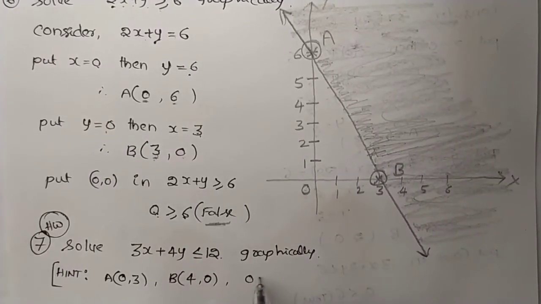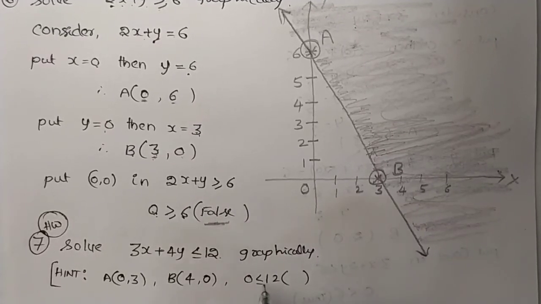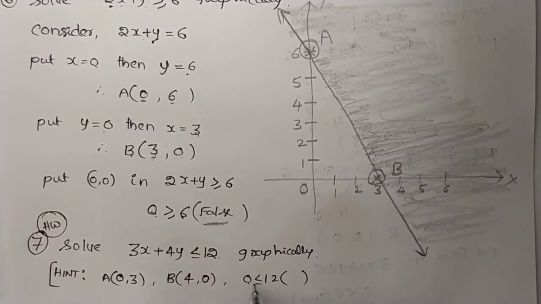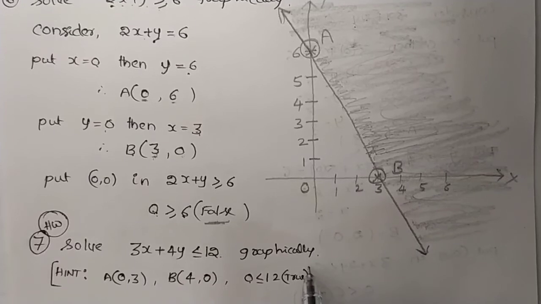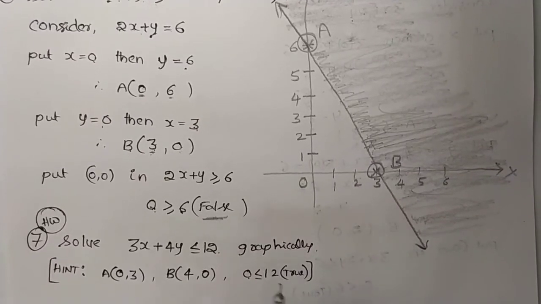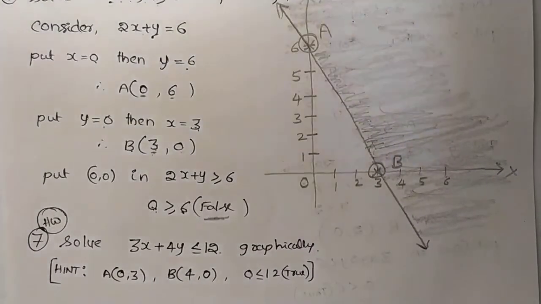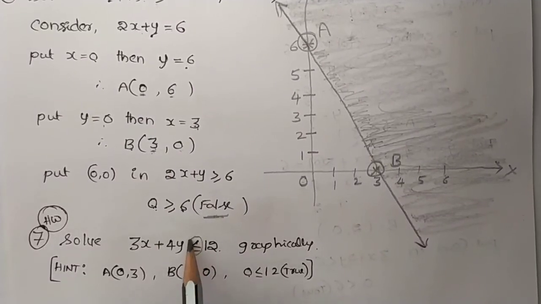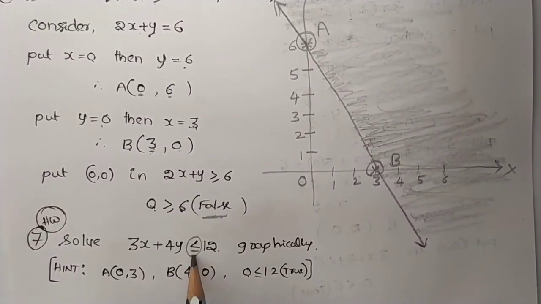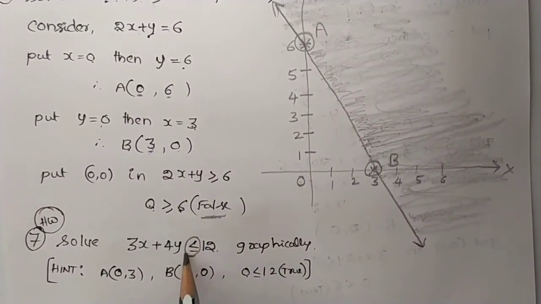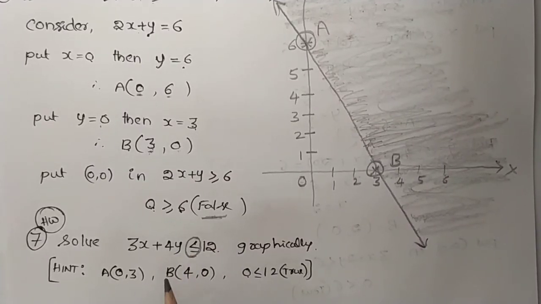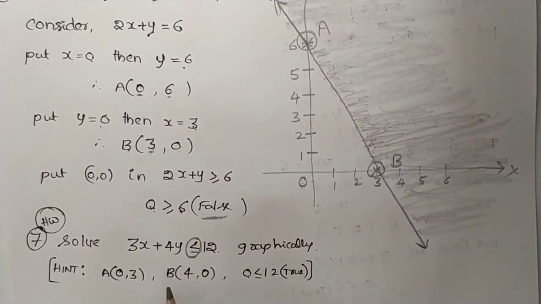Also, 0 is less than or equal to 12. 12 is more than 0, so it is true. We have to shade towards the origin. The inequality is given as less than or equal, therefore we have to draw the line as a thick line.